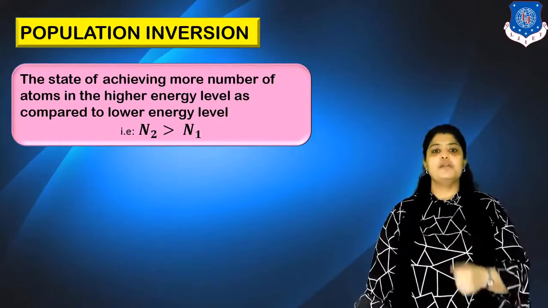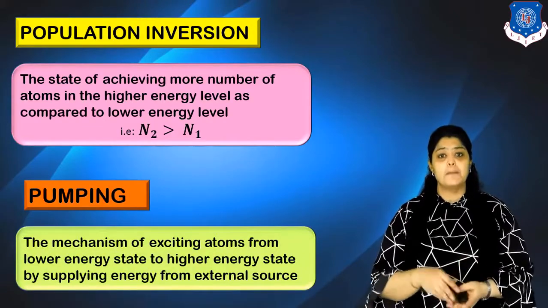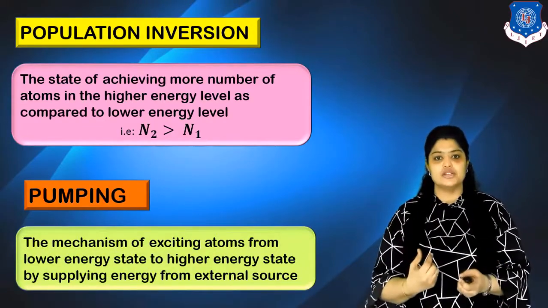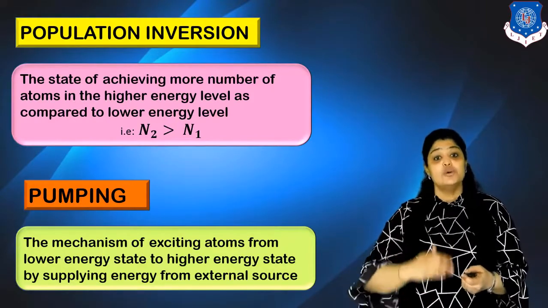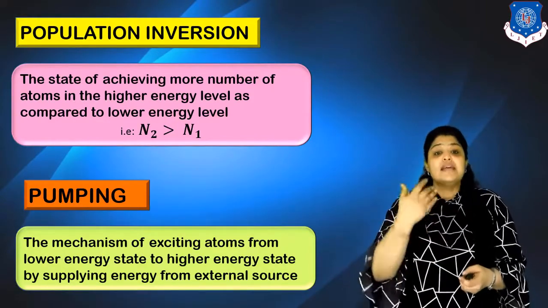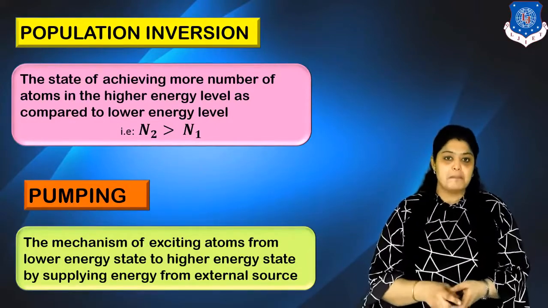Now how is this population inversion achieved? It is achieved by a term called pumping. Pumping means to supply energy. So the mechanism of exciting atoms from a lower energy level to a higher energy level by supplying some energy from an external source, we call this process pumping.